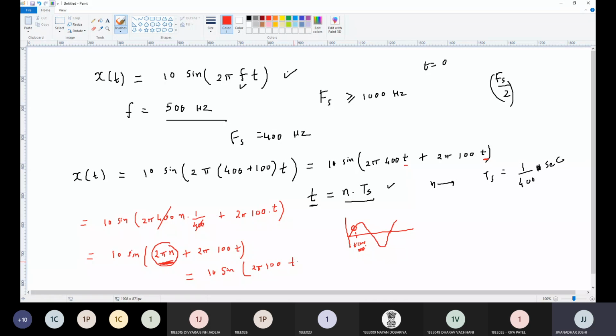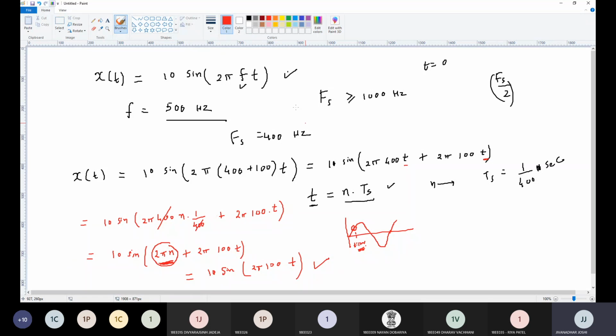Tell me, am I allowed to write it down as this one or not? Is it okay for you to understand? Yes, sir. Periodic signal, right? It repeats with 2 pi radians. So 2 pi n will not have effect, and that's why it can be eliminated. And that's why the final equation of x of t can be written as 10 sine 2 pi 100 t.